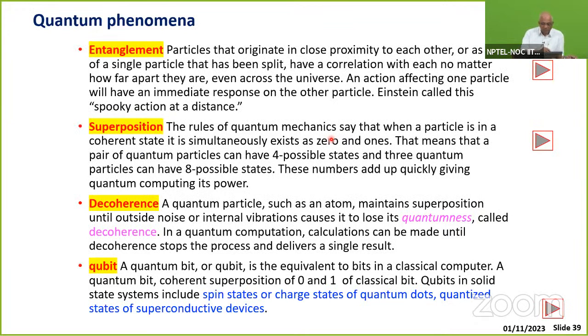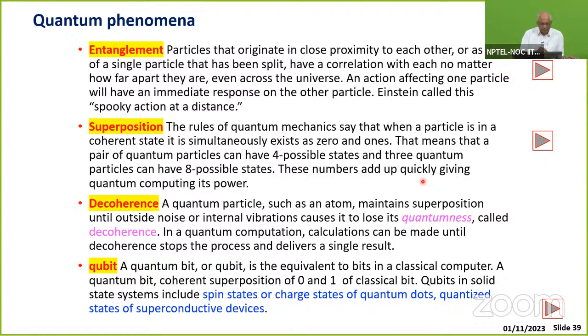Then decoherence. So just stating this here in a simpler way. That means that a pair of quantum particles can have 4 possible states, and 3 quantum particles can have 8 possible states. And so these numbers add up very quickly. So you get enormous computing power with the qubits.